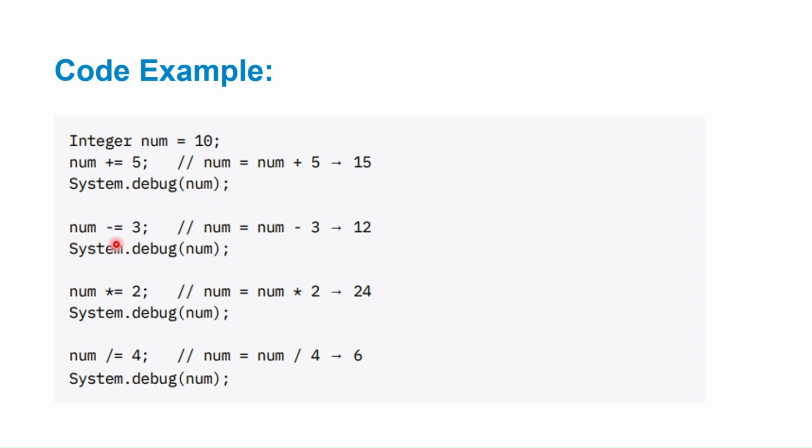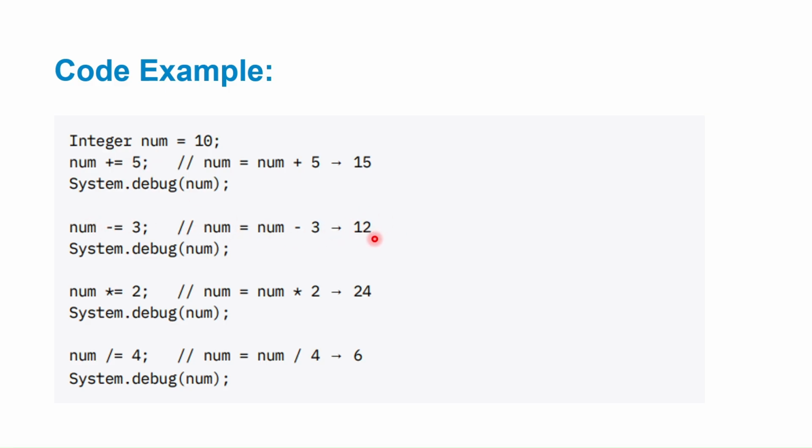Same for subtract also. You can see the subtract and assign operator here. This is the symbol, and num subtract and assign, minus equals to 3, means num equals to num minus 3. That means whatever the value present in num, subtract 3 from that. Num has 15 here. As you can see, we stored 15 into num. So 15 minus 3, 12 is the answer.